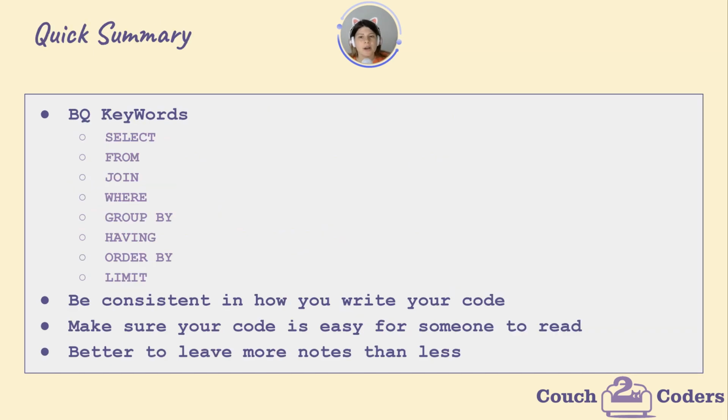So let's go over a quick summary on everything that we've talked about in this video. First, we went over the primary BigQuery keywords. There's 7 of them: select, from, join, where, group by, having, order by, limit. These keywords always go in this order. So order matters with BigQuery. Be consistent in however you decide to write your code. For now, I would recommend writing it like I do in my examples.